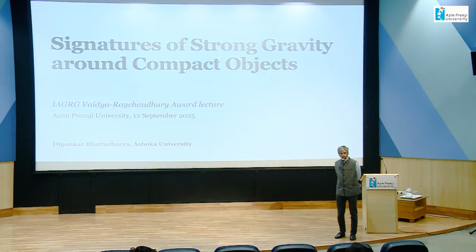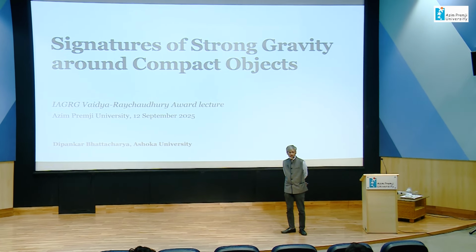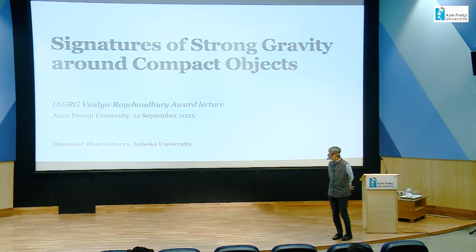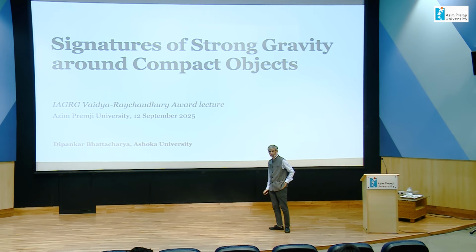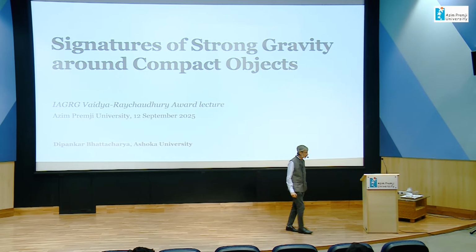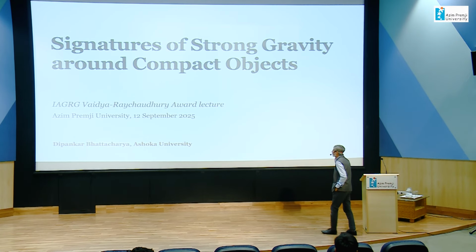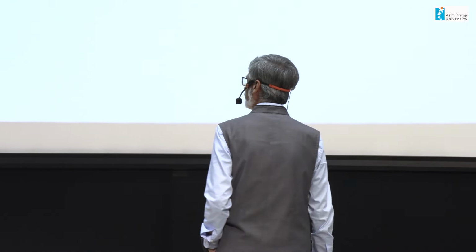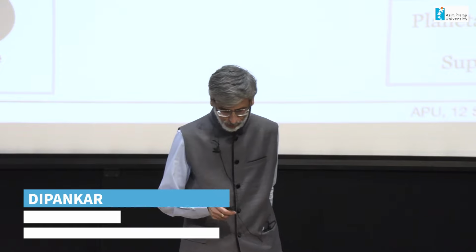Today, given the theme of the IAGRG lecture, I decided to cover a topic which relates to general relativity and gravitation, and in particular strong gravity signatures around compact objects. So let me begin with introducing what are compact objects.